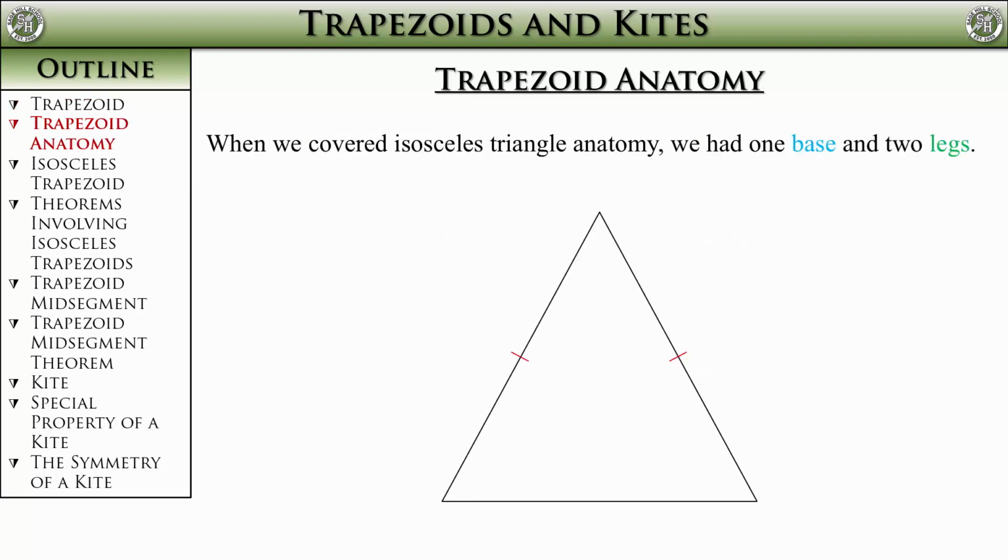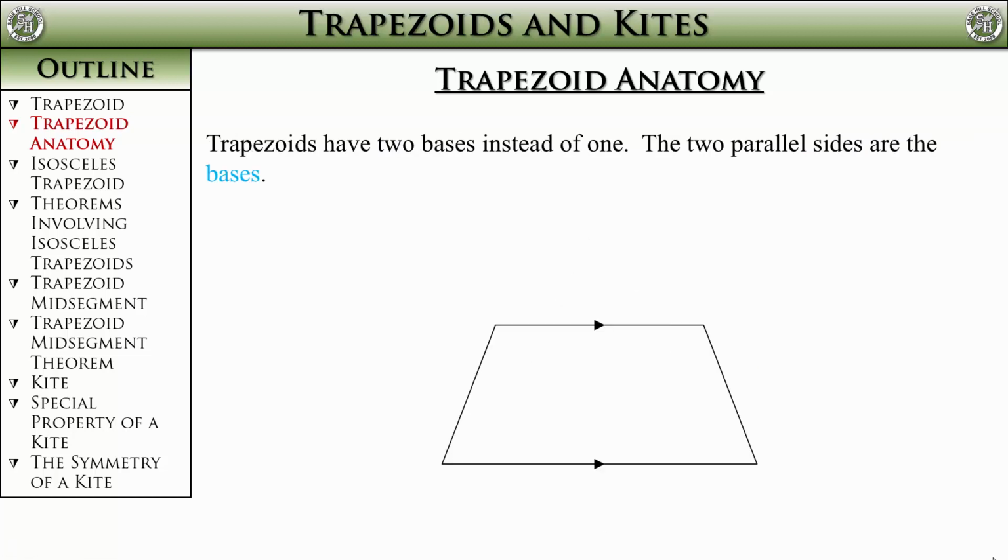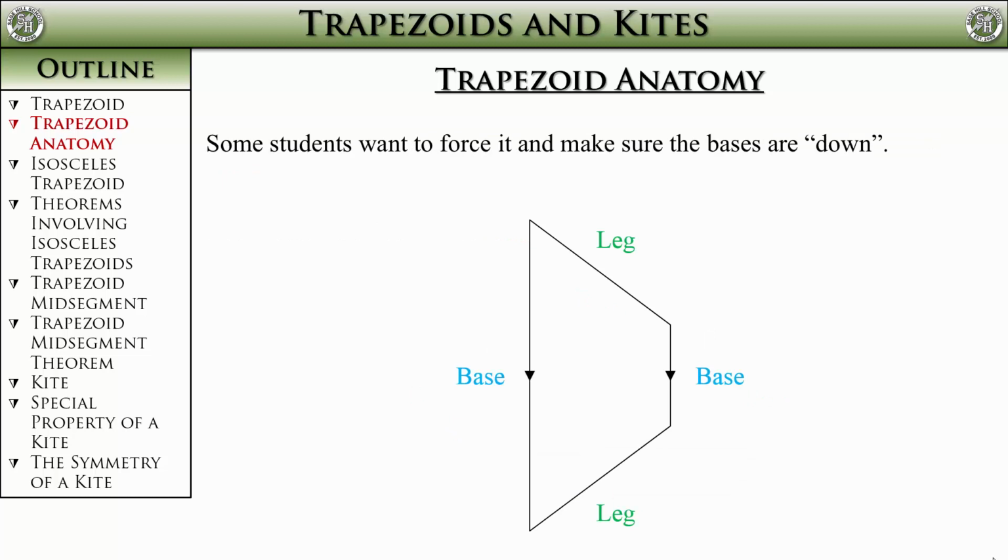When we covered isosceles triangle anatomy, we had one base and two legs. The congruent sides were the legs. The leftover side was the base. The sides of a trapezoid are named the same thing, legs and bases. The difference being that in a trapezoid we have two bases instead of one. The two parallel sides are the bases, the other two sides are the legs. Some students want to force it and make sure the bases are down, but it doesn't work that way. The parallel sides are always the bases, no matter how the trapezoid is oriented.